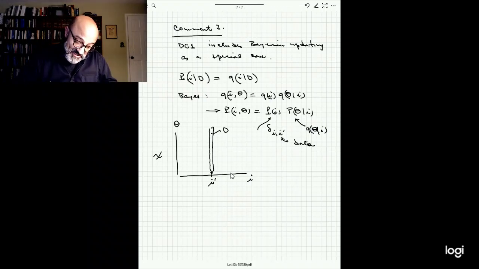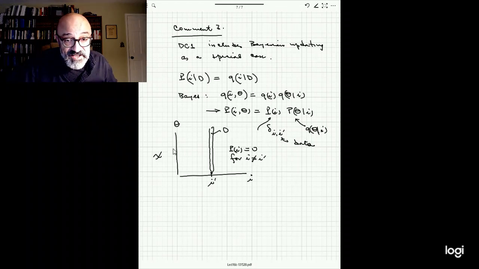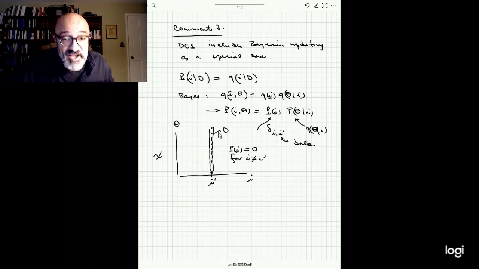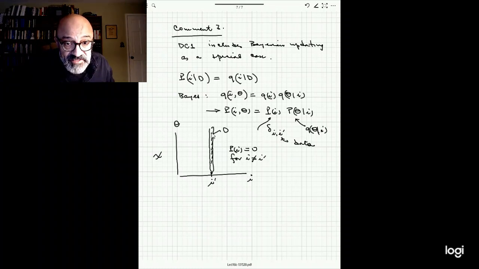What the information that we get is that the new probability distribution, namely the probability distribution outside here, is going to be 0 for I different from I prime. So all of these probabilities here, out here and out there, become 0, while the probabilities in this region here, those are the ones we want to figure out. So out there, it's 0. That's what the data tells us. How about in here? Well, in here, we're going to have some probability, but do we give high probability to this value of theta or to that value of theta?